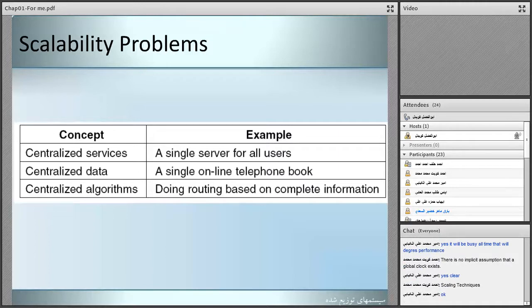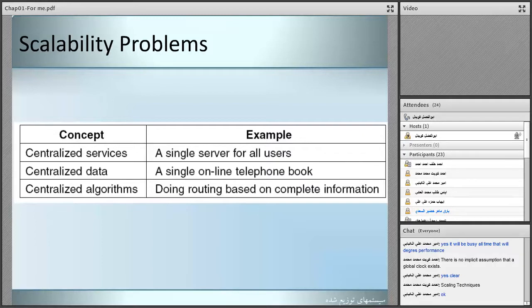And the last one is about centralized algorithms. In some cases, we have some algorithms for doing something in our system. If our algorithms are centralized, again, communication with other nodes is increased and the performance is decreased. For example, suppose we have some routing algorithms in our distributed system.